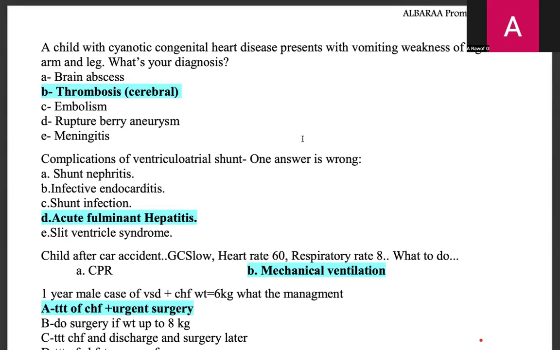A child with cyanotic congenital heart disease presents with vomiting and weakness of the right arm and leg. What's your diagnosis? Definitely cyanotic congenital heart disease, maybe tetralogy of Fallot, presenting with weakness of the right arm and right leg, meaning this is hemiplegia. The cause will be brain abscess, thrombosis, embolism, rupture of a Berry aneurysm, or thromboembolism.